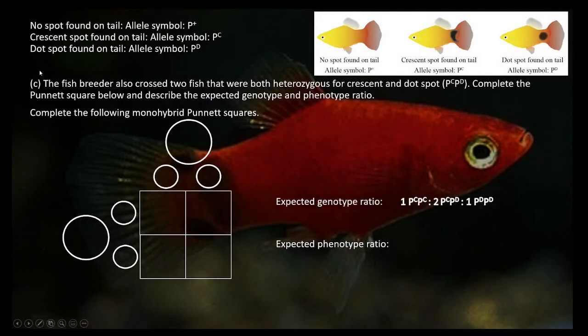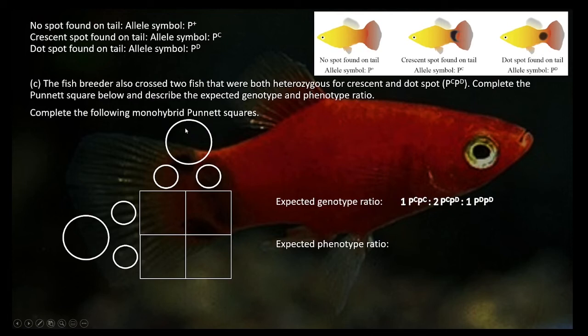Okay, so if we look at the second pod, because they wanted us to do 2 Punnett Squares, they said the fish breeder also crossed 2 fish that were heterozygous. Remember, hetero is different, homo is same, so hetero, different, for crescent and dot. Complete the Punnett Square below and describe the expected genotype and phenotype ratios. So, complete the following monohybrid Punnetts.